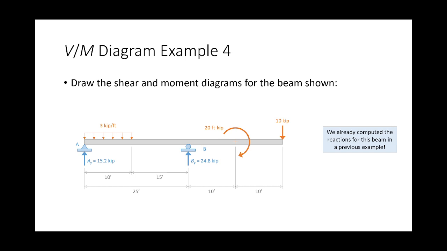So I have an overhanging beam. It's 25 foot long on this span, 20 foot long on this span. On this end span, halfway across, I got a concentrated moment. And I've got 3 kips per foot over a little bit of the span over here. And I have my reactions already computed because we did this one before. I think this was like reactions example 4 or something like that.